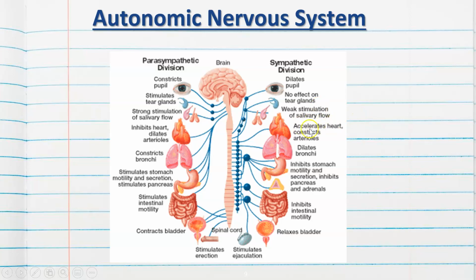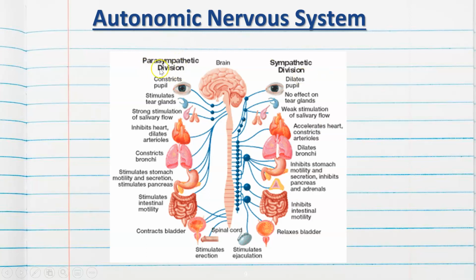Our heart rate accelerates, it dilates our bronchi, so we breathe very quickly. It inhibits stomach mobility and secretion, inhibits pancreas and adrenals, so in other words, that energy is needed elsewhere, and digestion decreases, and that links into intestinal mobility as well, and it relaxes our bladder. So that's again often why people will feel very, very sick or very nauseated or defecate on themselves.